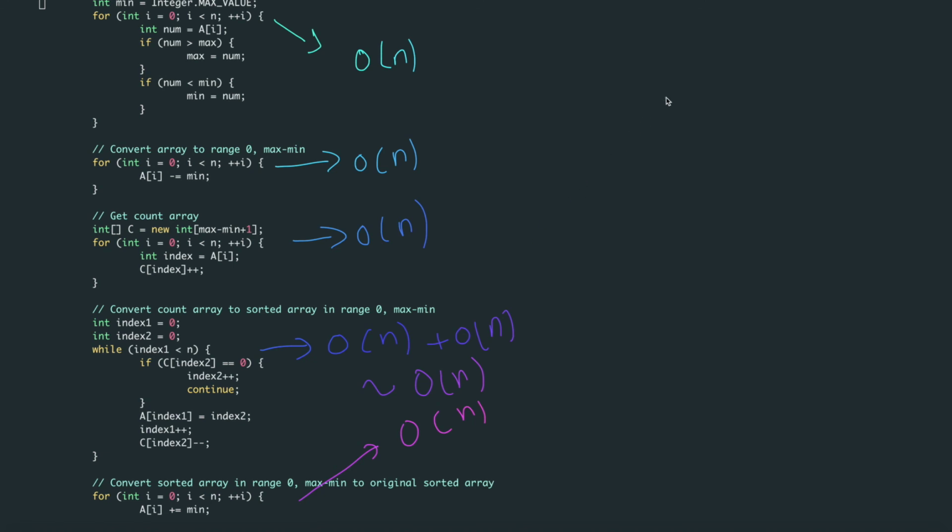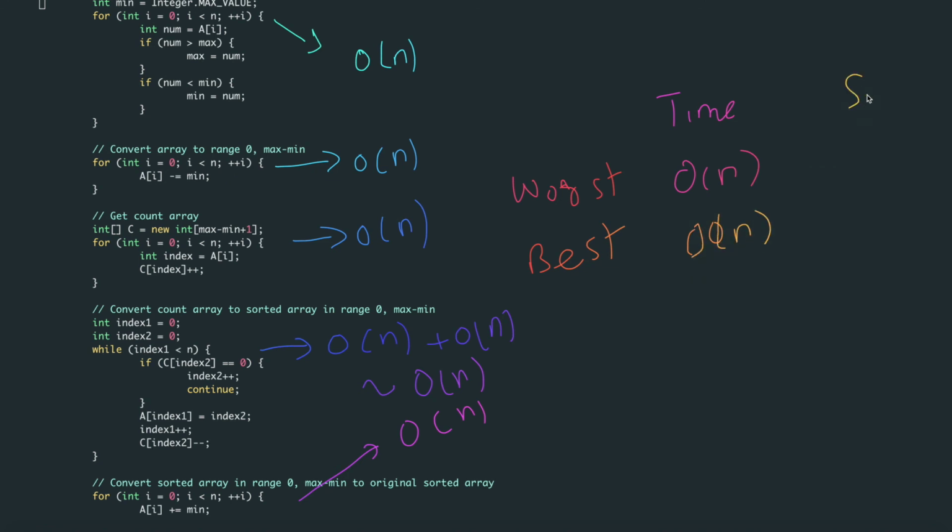As such, the time complexity is order of n. This is the time complexity in the worst case, and in the best case as well, because we will be going through the loops all the time. So the time complexity remains the same, order of n.